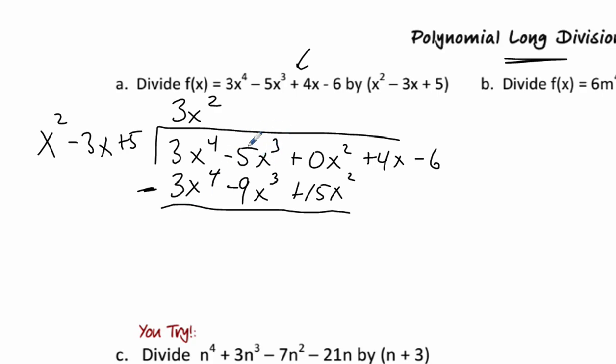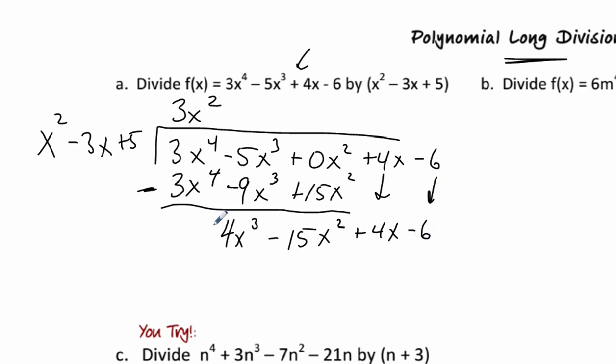Negative 5x to the 3rd minus -9 becomes a positive 4x to the 3. Remember, two negatives make a positive, so really I'm adding these, or actually subtracting them and keeping the higher sign. And then 0 minus 15 is minus 15x squared. Plus 4x minus 6. I'm dropping these down, dropping them like it's hot.